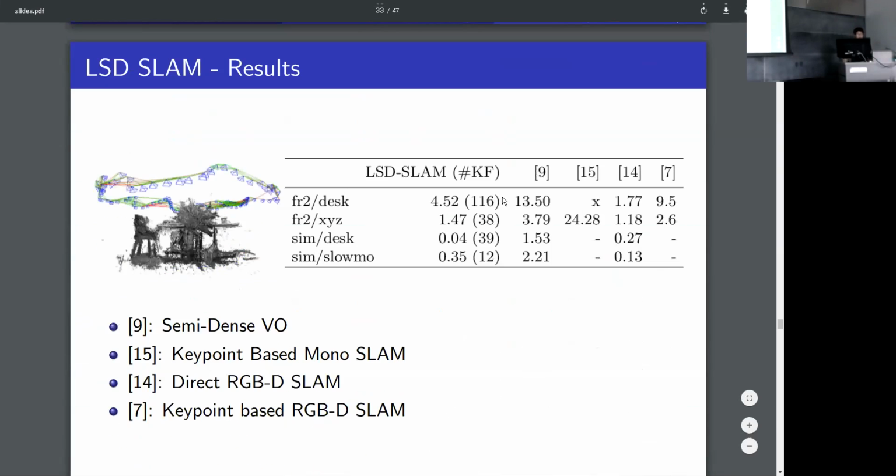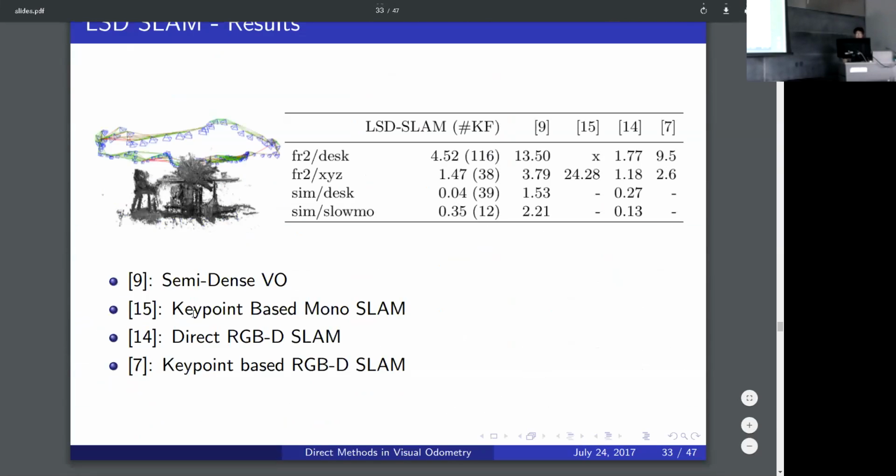So in terms of results, LSD SLAM has improved upon the previous semi-dense visual odometry quite a bit. So it's now competitive with the direct RGB-D SLAM, so this would be the Kinect direct SLAM. So you can see that other than the first data set, the other three are really comparable in terms of squared error.